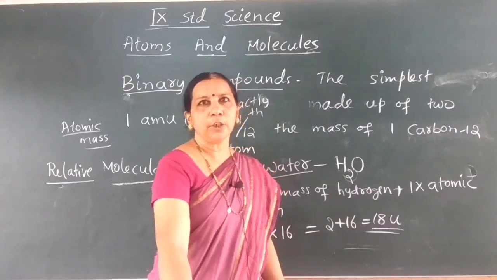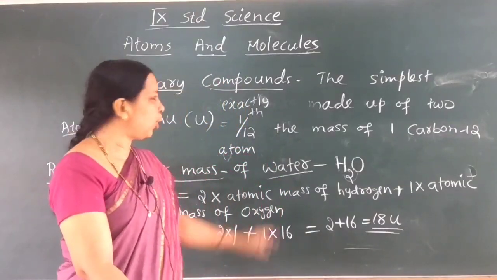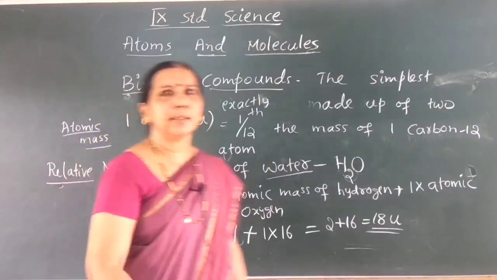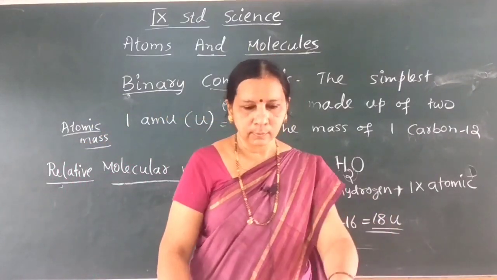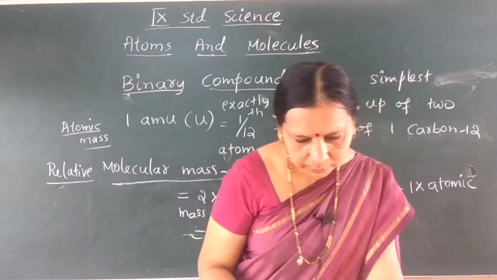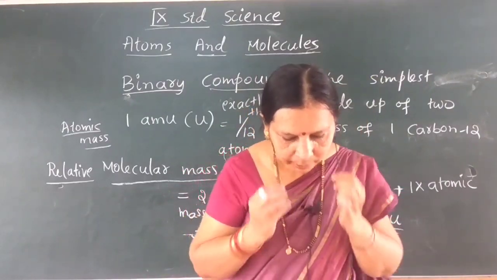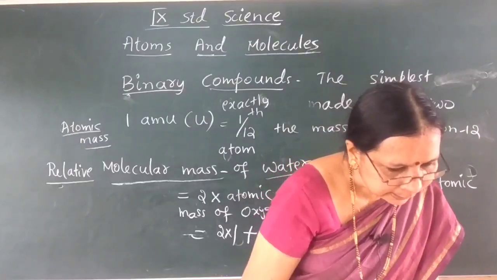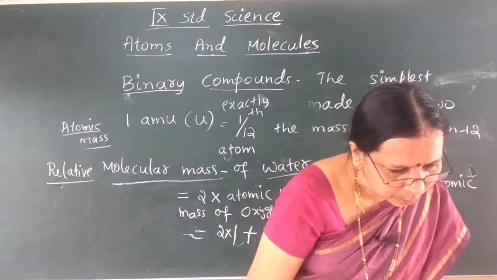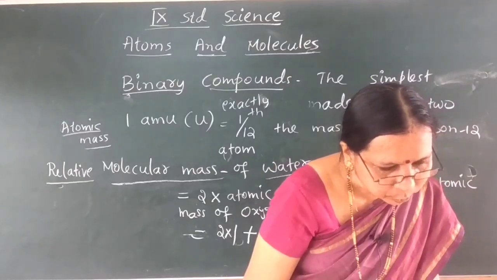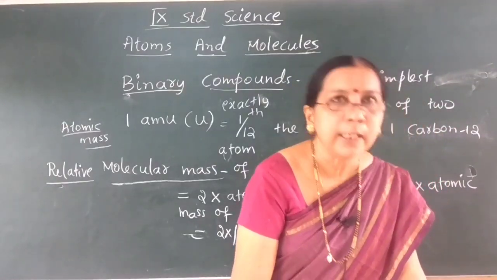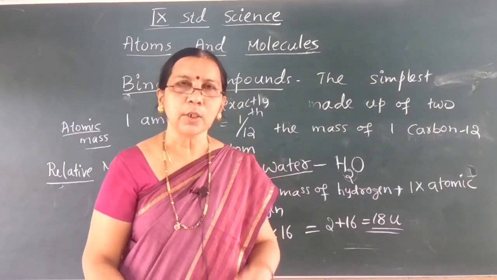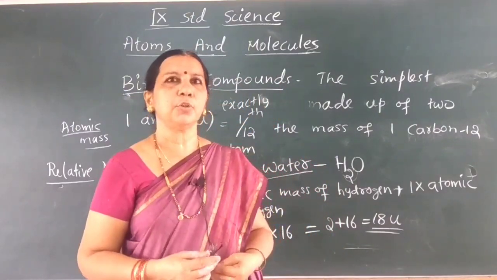In the same way, you try to find the molecular masses of nitric acid and others given in the problems in your textbook. It is a home assignment for you children. Page number 40: calculate the molecular masses of H2O2, Cl2, CO2, CH4. These you have to find in your classwork. That is your home assignment. Let me continue in the next class.